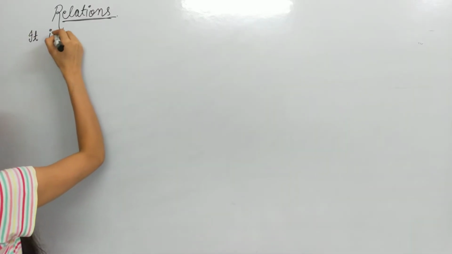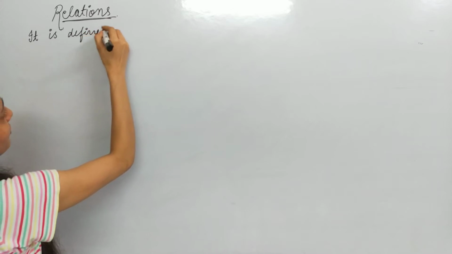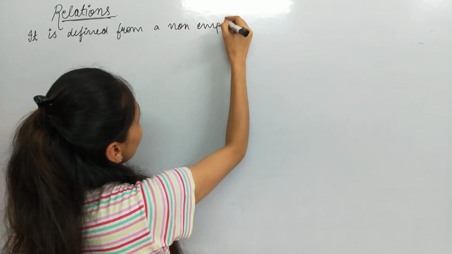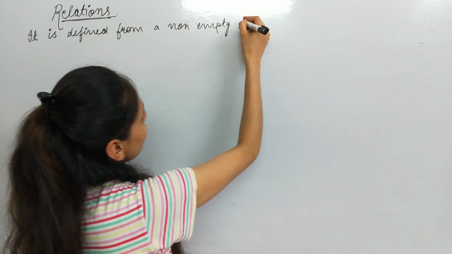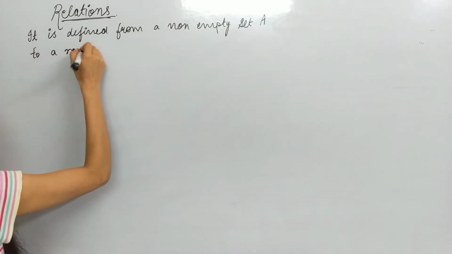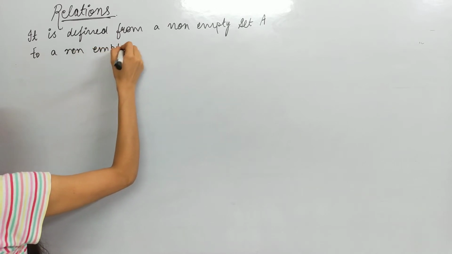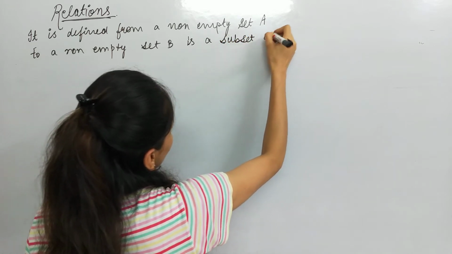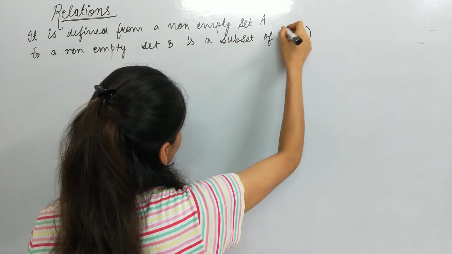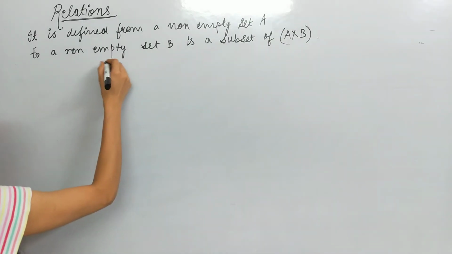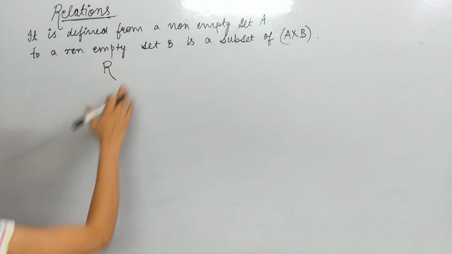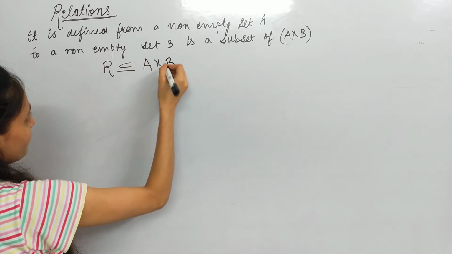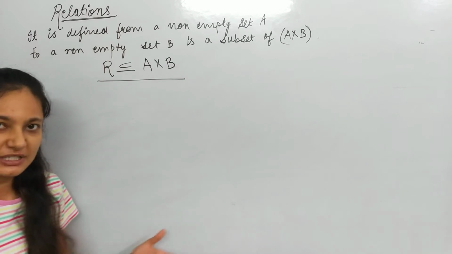And from relation: a relation is defined from a non-empty set A to a non-empty set B as a subset of A cross B. So your relation you will represent by capital R. So your relation capital R is always a subset of A cross B.